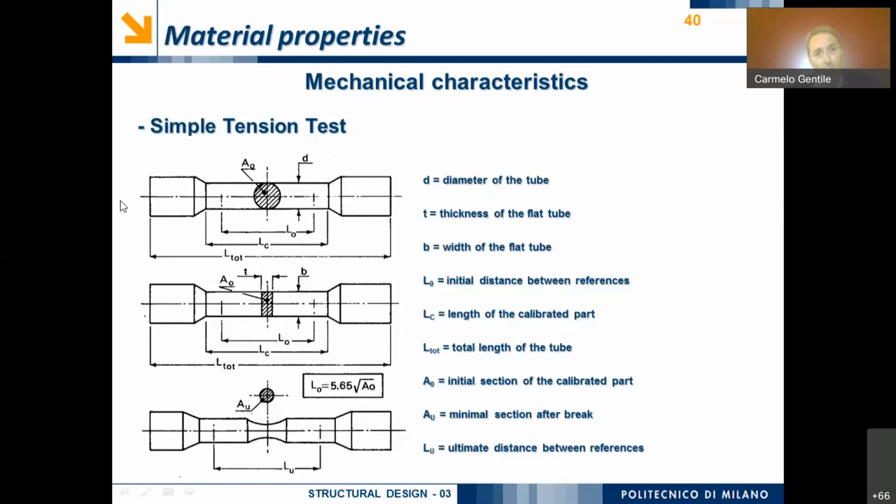I see this. So we have a sample which is a cylindrical one, and afterwards there are two cylindrical enlargements in order to have the possibility of putting this kind of sample in the machine for the test.